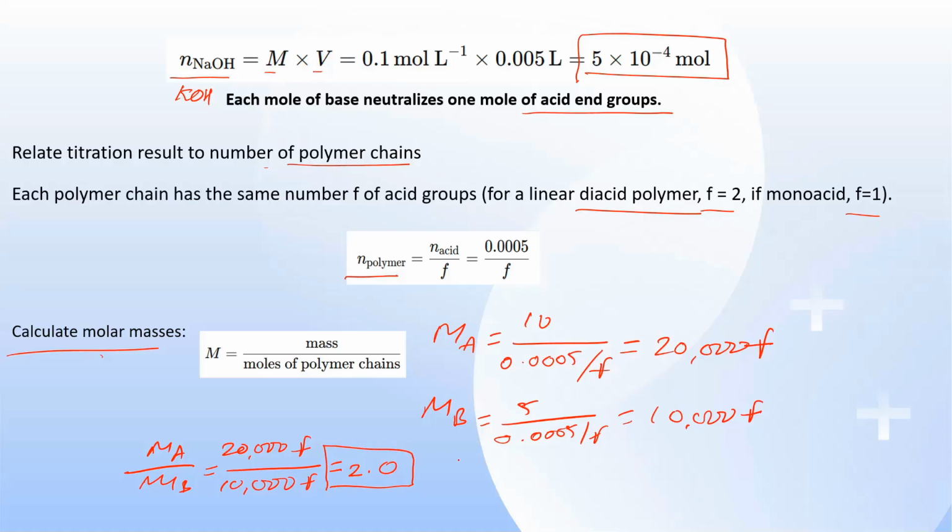In this numerical, the same titration volume was used, meaning both samples contain the same number of acid end groups, hence the number of chains is the same. Because polymer A weighs twice as much for the same number of chains, each chain, that is the molar mass, must be twice as heavy. So polymer A has twice the molar mass of polymer B. That's why the ratio Ma by Mb is 2.